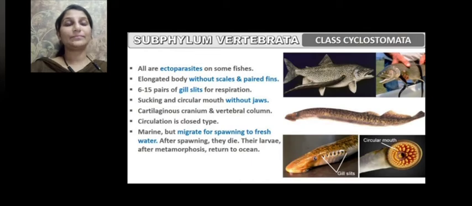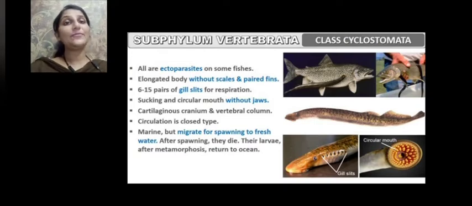And gill slits are present. Gill slits are present for respiration, and we can see the gill slits present on this organism. So they are ectoparasites. They have suckers. So they have a sucking and circular mouth. We can see the circular mouth in the case of Cyclostomata. And these are organisms without jaws. That's why they are placed under the Agnatha.